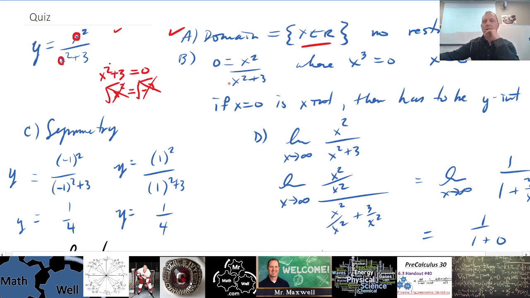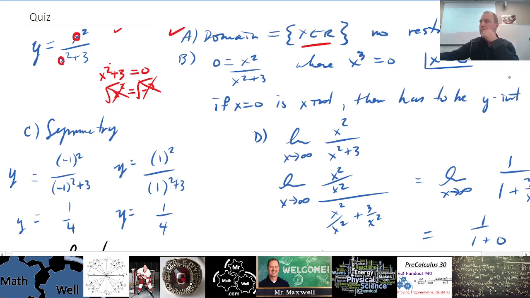So B, now, intercepts. If you let y equal 0, like I did over here, and then solve for x, well, this whole rational expression is 0 when the numerator is 0. I just realized I put cube there. So x cubed equals 0, well, that's only 0 when x equals 0. So we have x equals 0, our intercept is (0, 0). And so if (0, 0) is an intercept, then the y-intercept has to be (0, 0) as well.